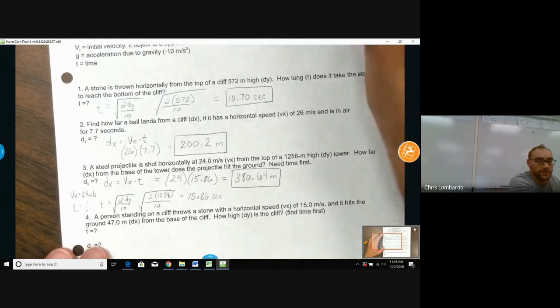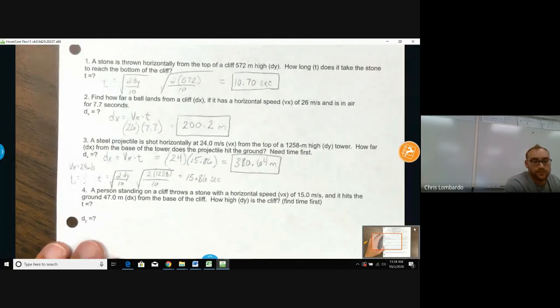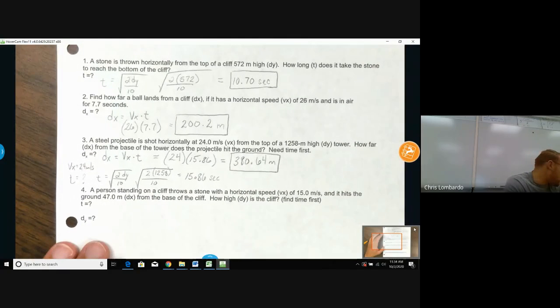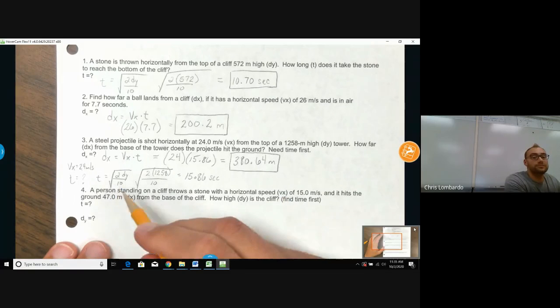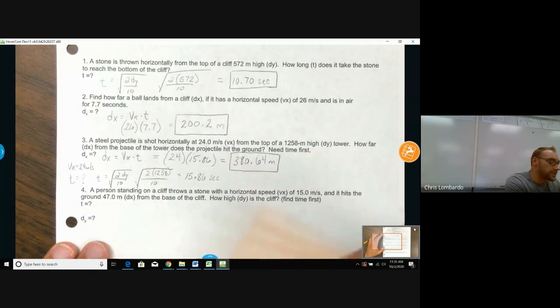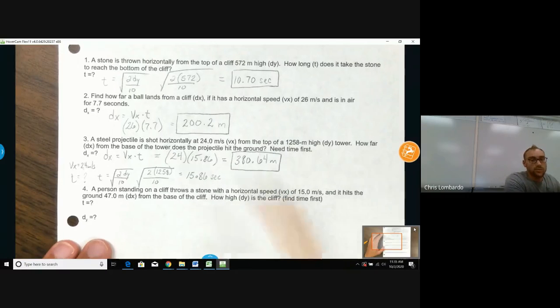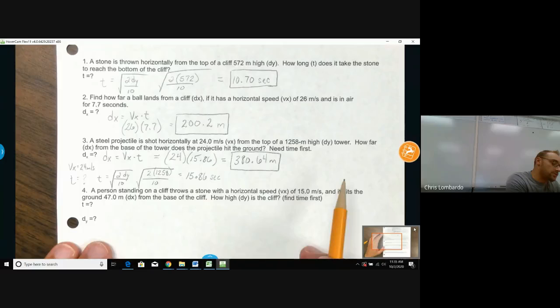Now, the last one on this first page. A person standing on a cliff throws a stone with a horizontal speed of 15 meters per second. It hits the ground 47 meters from the base of the cliff. How high is the cliff? Okay, so some problems, guys, don't have all of these variables listed for you. I did this because it's the first time we see it. So if you can get used to reading a problem without having that there, that's huge. Because once you know what your variables are, this becomes so much easier.